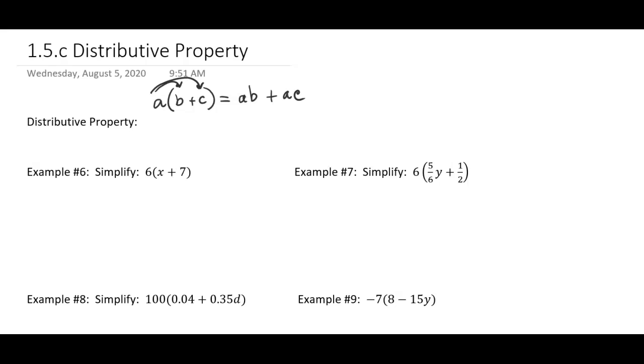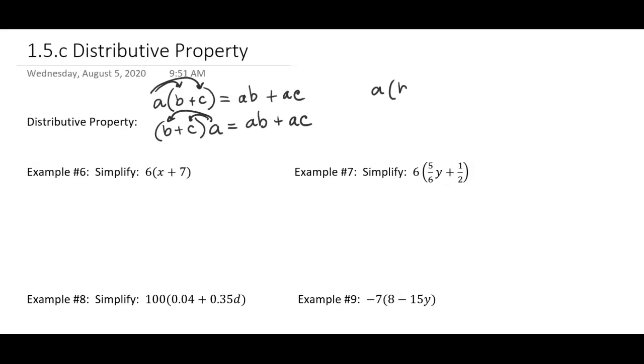And it also works if the thing you're distributing is in the back. So sometimes they'll show this as well, that you can distribute this way as well. And that can be handy sometimes to have it at the back, so I'd like to cover that. So that's how the distributive property works over addition, but you can also have it over subtraction.